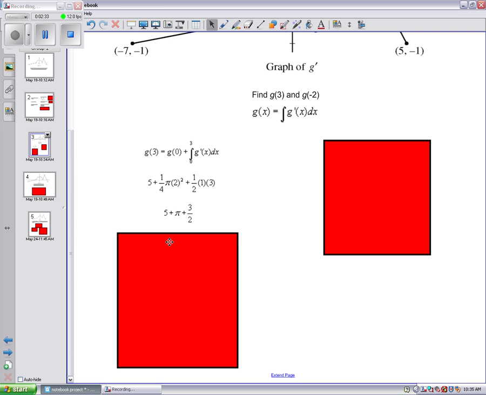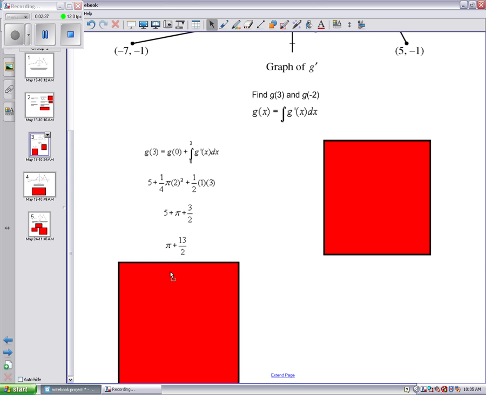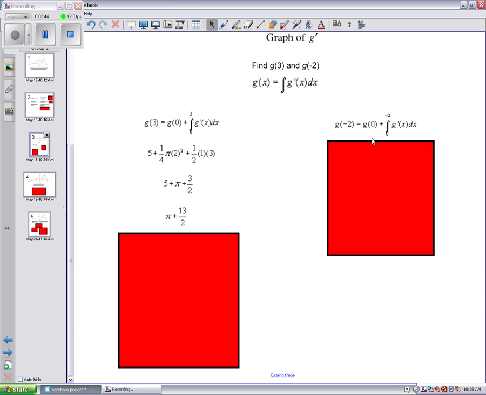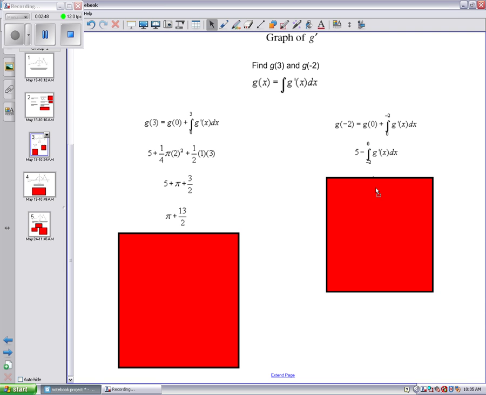In order to find g of -2, we must find the area between the graph and the x-axis from 0 to -2 and multiply it by -1, because in order to find g of -2, we need to find the integral from -2 to 0, but we have the integral from 0 to -2. The value we get is -pi. After adding the initial condition to this value, we get g of -2 is equal to 5 minus pi.